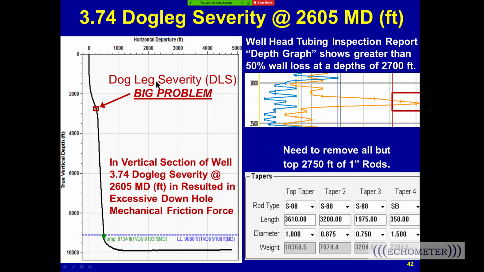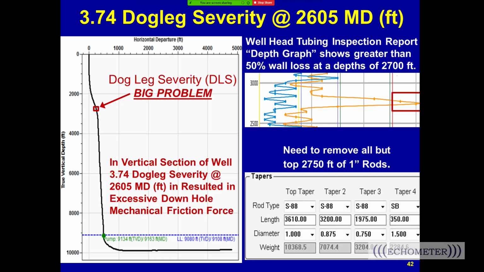Well, they have a dog leg right there, and this is near the surface. Why did they have to drill a crooked well like that? Because they need the production quick to have the income close to the time they drill the well.